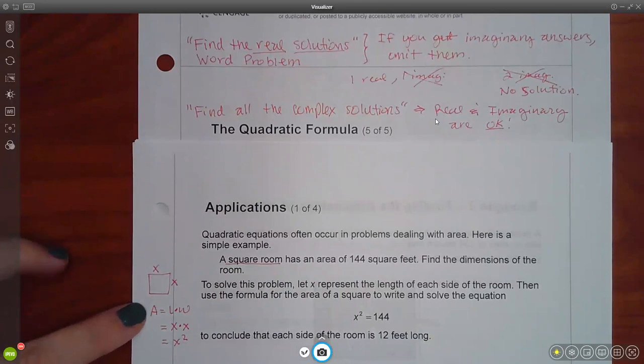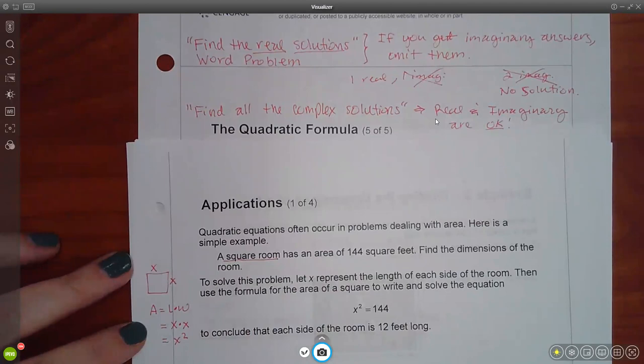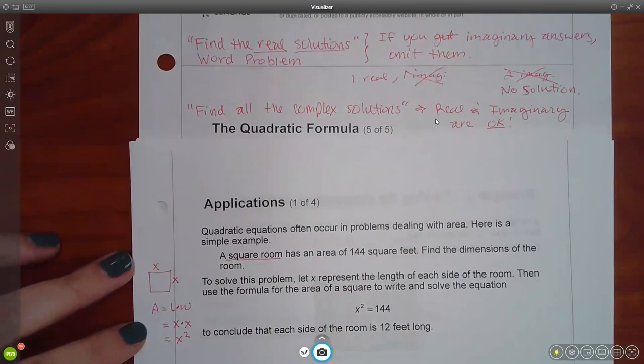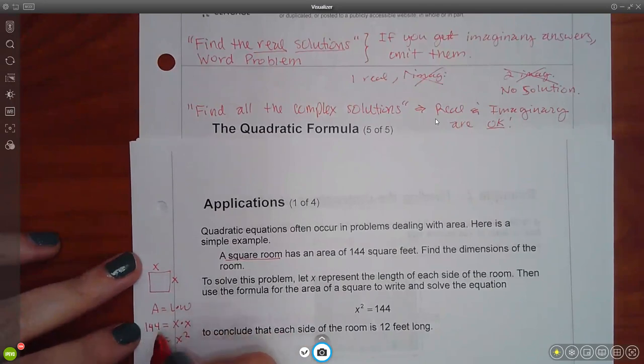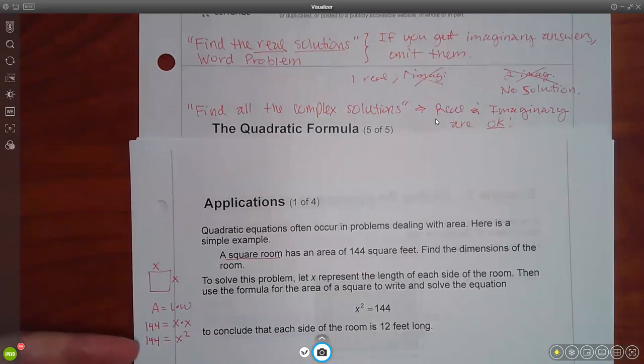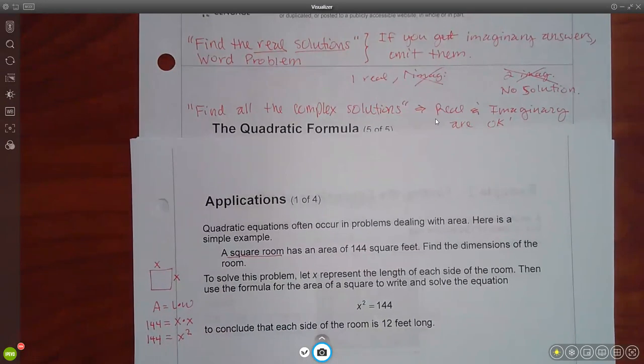And do I know what the actual area should be? Do I know what to plug in for A, according to that sentence? What is the area of the room? 144. Mm-hmm. And so then I'm just going to bring that 144 down as I'm going through my equations, right? Is this the same thing as that? It is. They just like the x squared on the left side, so they rewrote it differently, okay?